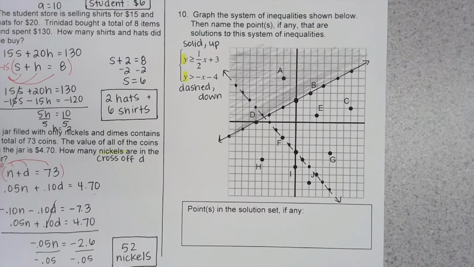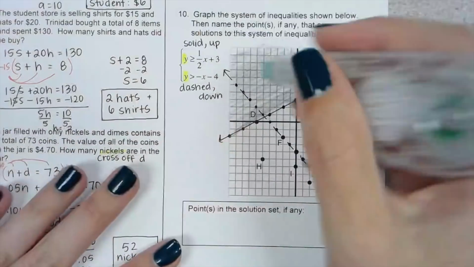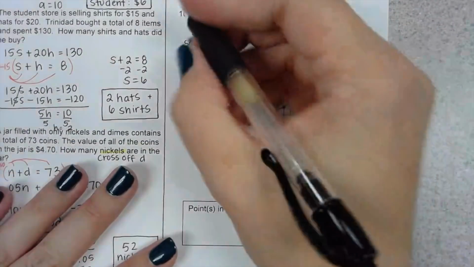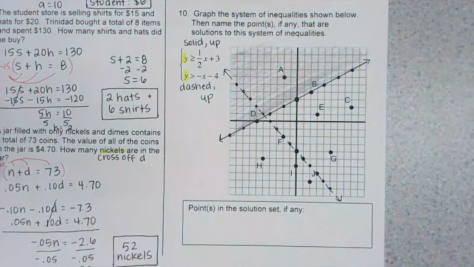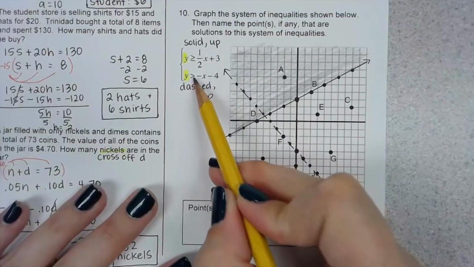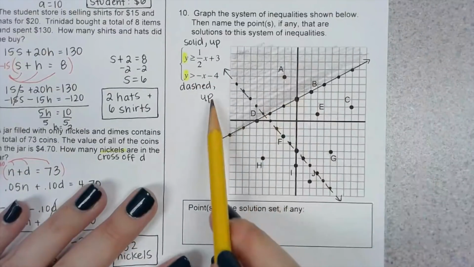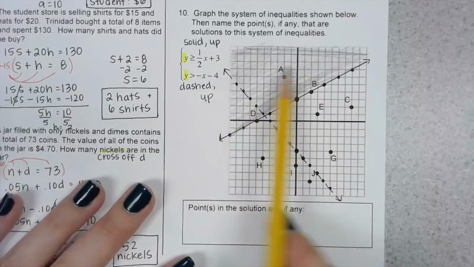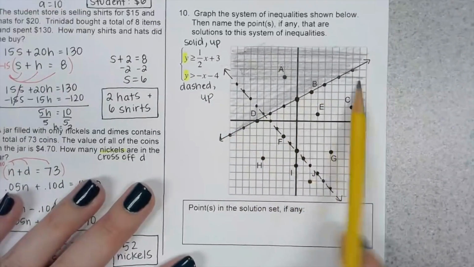So for this line, I'm shading down, or I'm shading below the line. Oops, just kidding. I actually wrote the wrong direction on this one. This one's supposed to be shaded up or above the line, because it says greater than right here. So if it's dashed and you're shading up or above the line, you'd be shading this way from the dashed line. You're going to be shading up above it.